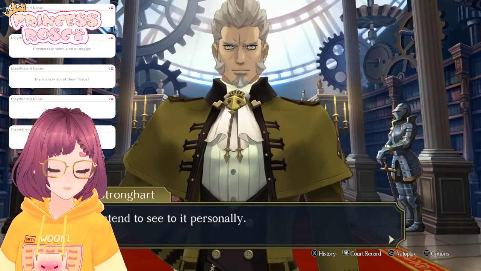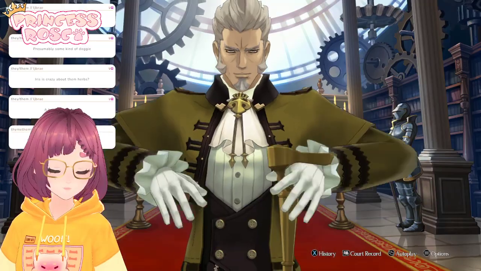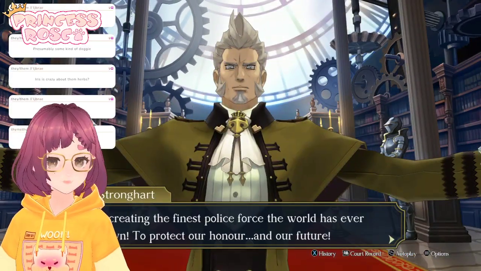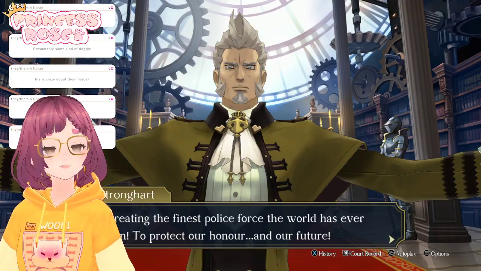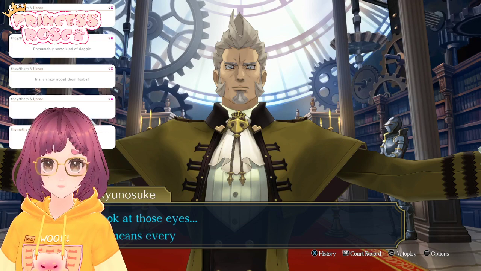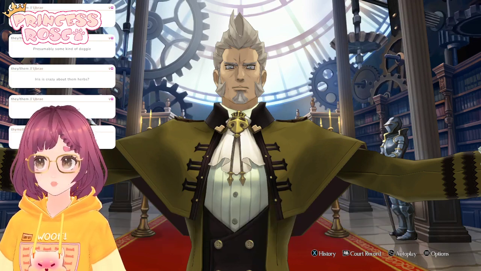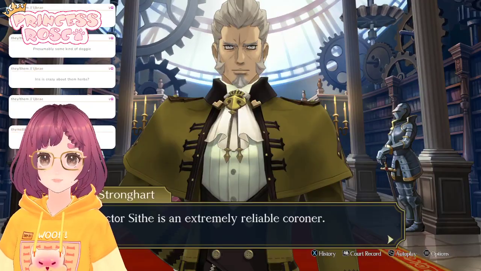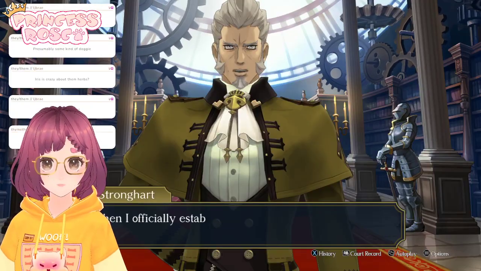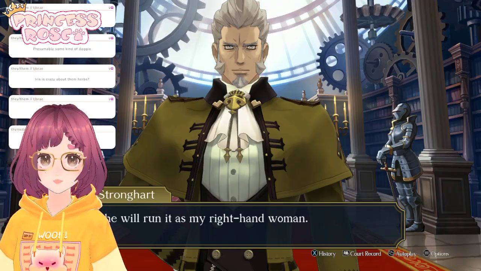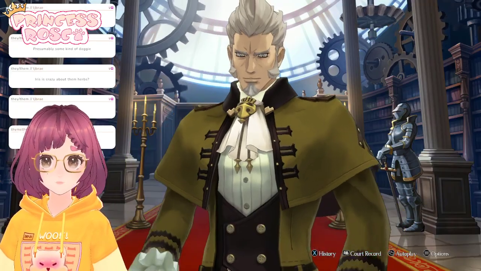I intend to see to it personally. By creating the finest police force the world has ever known to protect our honor and our future. Look at those eyes. He means every word. Dr. Scythe is an extremely reliable coroner. When I officially establish the forensics division at Scotland Yard, she will run it as my right-hand woman.